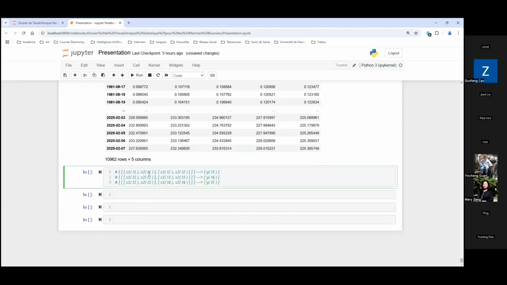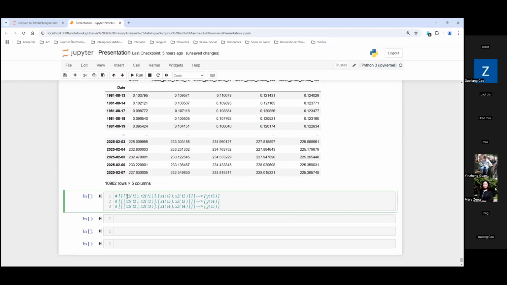So for instance, suppose you have two different features. You want to use the features at T1 and T2 to predict T3, right? You can see here it is not only T1, but T1 and T2 to predict T3. And then you want T2 and T3 to predict T4. So we need to create this input matrix first.